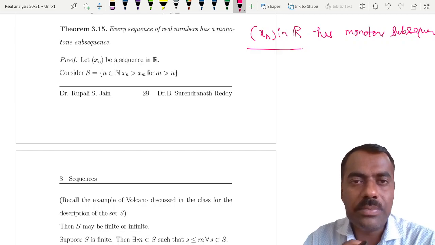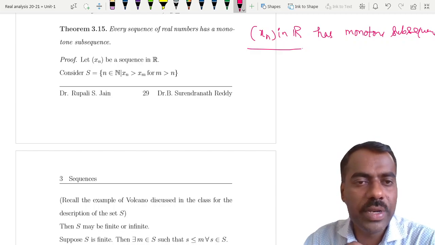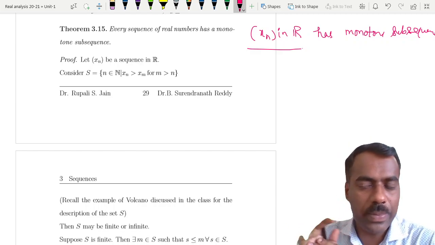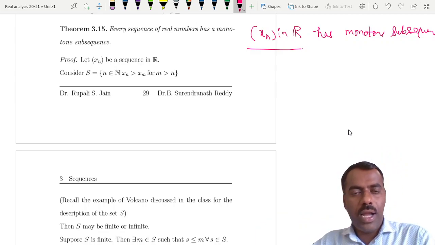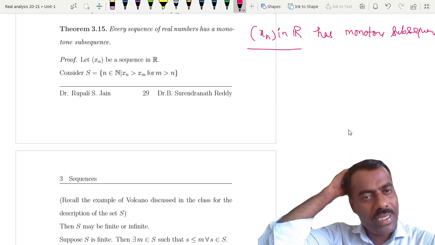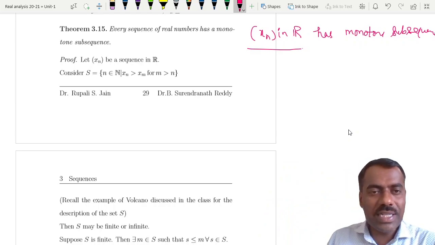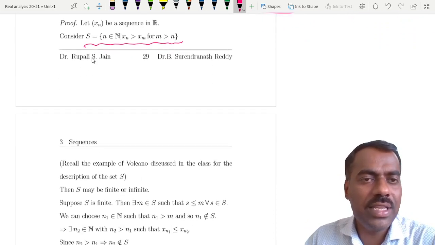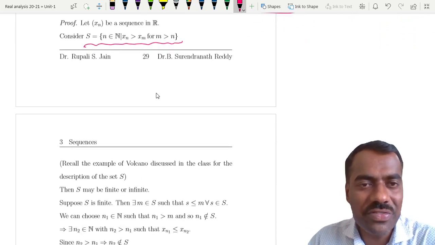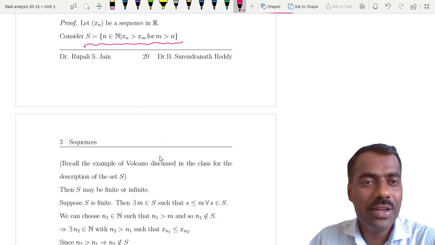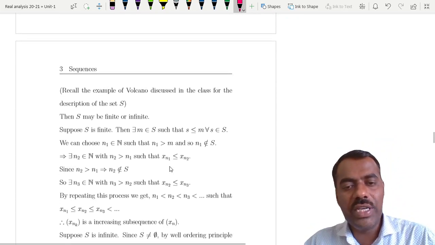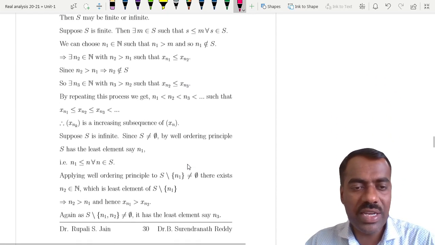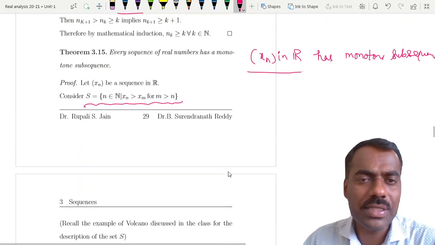which my teacher Professor Kumaresan always tried to explain. How do we construct this set? Once we construct this set, the proof is very simple. It is all mechanical. That set is either a finite set or an infinite subset of N. If it is the finite case, we get a subsequence. If it is the infinite case, we get another subsequence. It is not a problem.